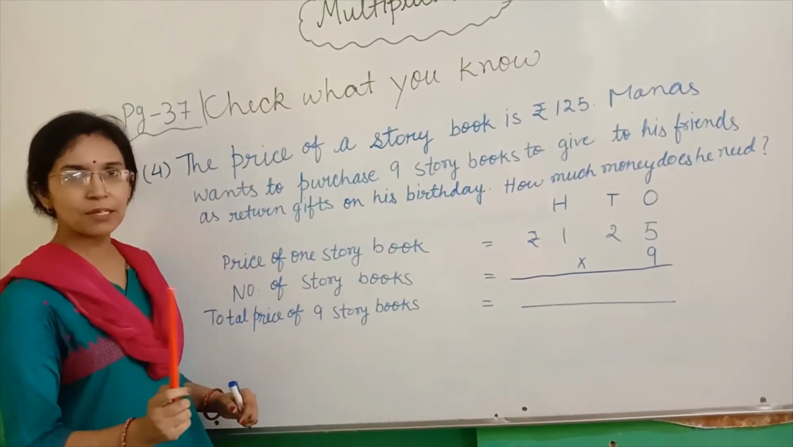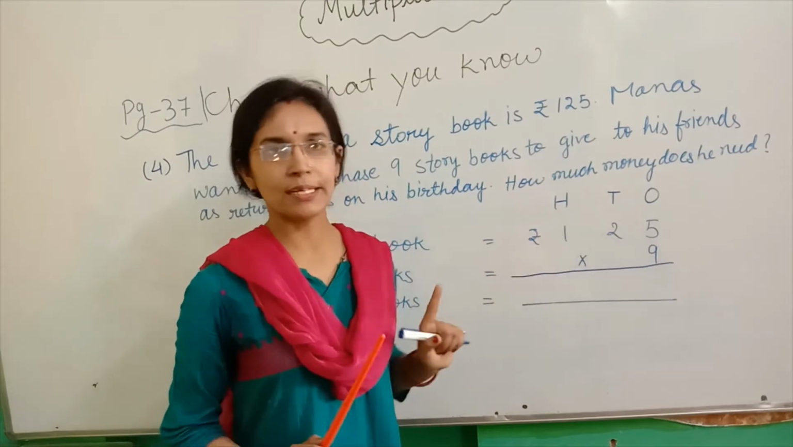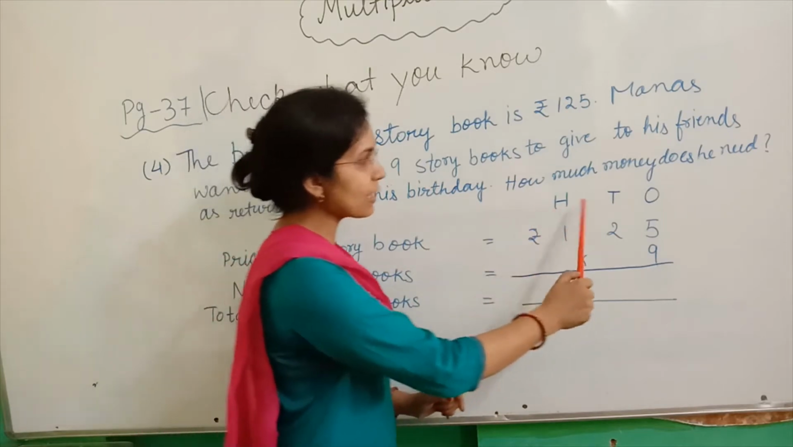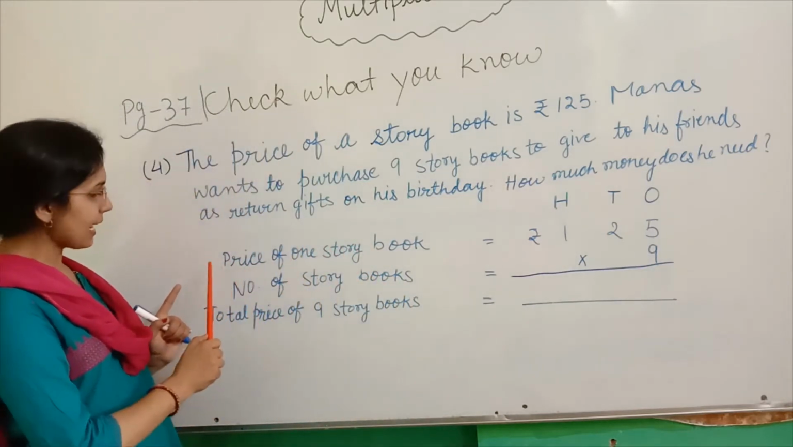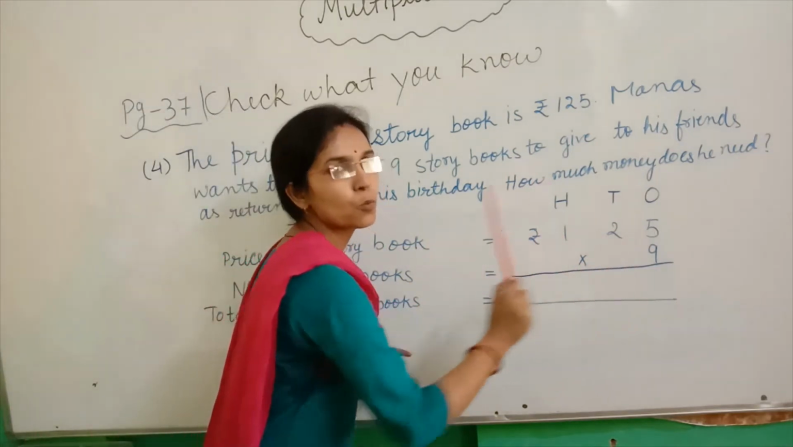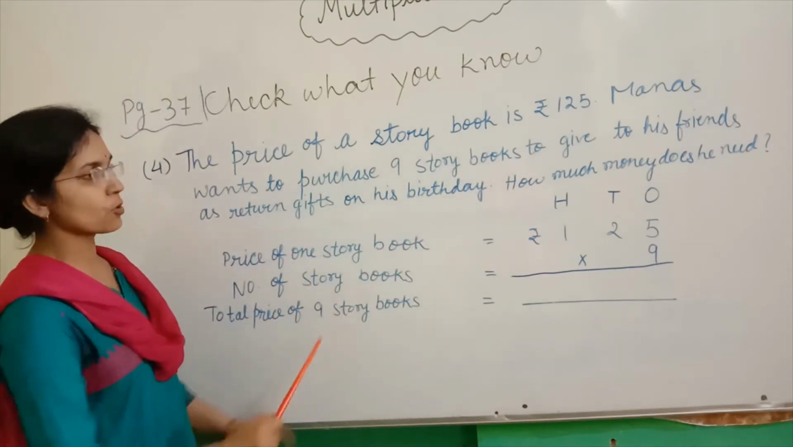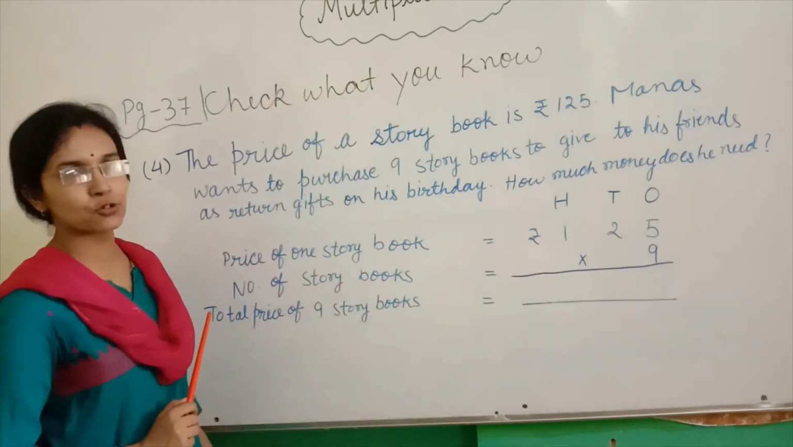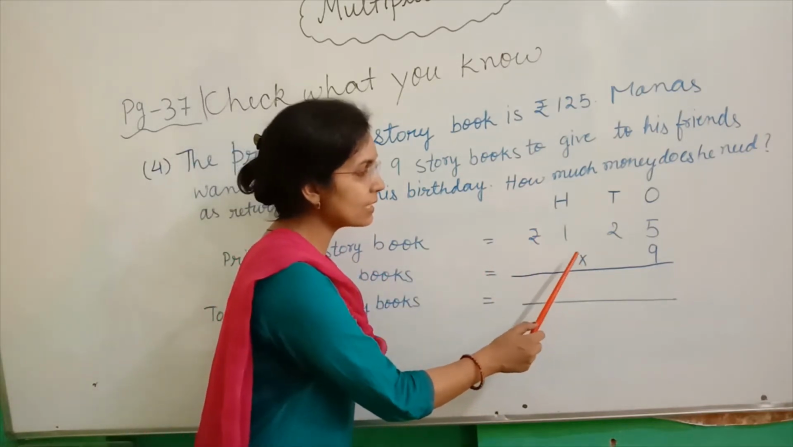First statement will be price of one storybook, that is rupees 125. That also you will write according to the place value. So in the first line you have to only make hundreds, tens and ones. Then you have to leave one line and then write down price of one storybook, that is rupees 125. And how many storybooks are there? Number of storybooks, that is 9. So total price of 9 storybooks. Here we will follow the operation of multiplication, so I have written the multiplication sign.